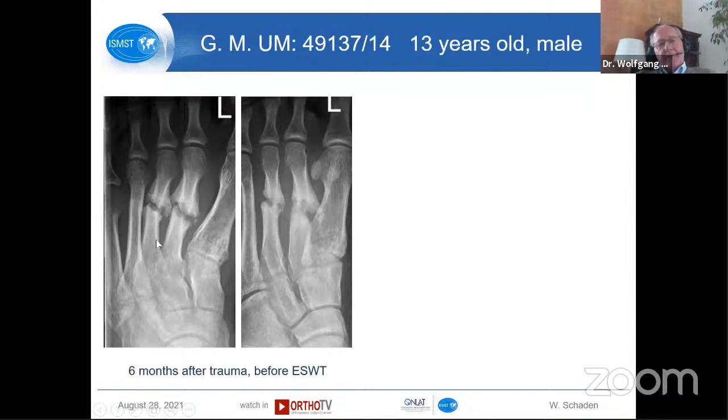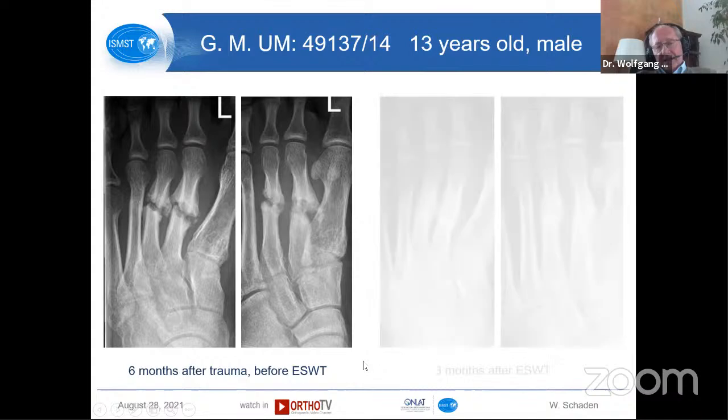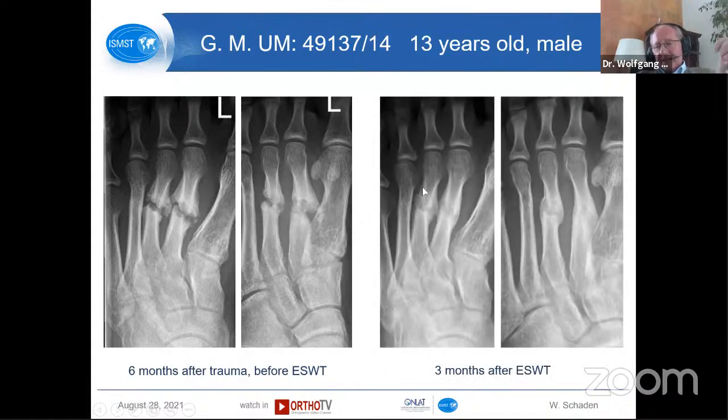This is a midfoot fracture. It was a wide open fracture, needed plastic reconstruction with a free flap. And this was 6 months after trauma. We applied shockwave under a plaster cast for 4 weeks. And 3 months later, you see this solid bony healing.